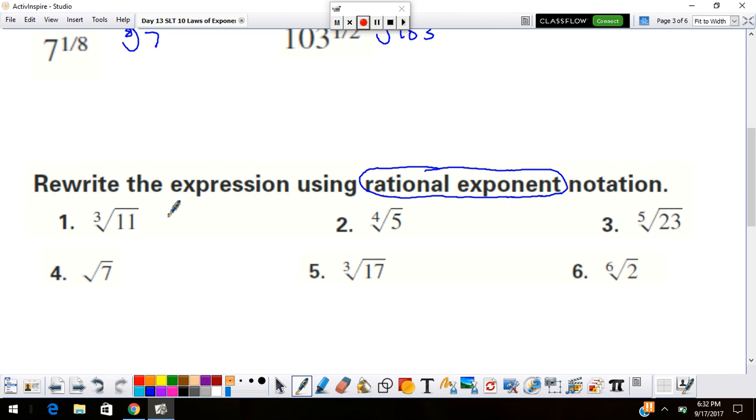Okay, so for number 1, hopefully you wrote that as 11 to the 1/3 power. Number 2, you wrote down as 5 to the 1/4 power. Number 3, you wrote as 23 to the 1/5 power. Number 4 is 7 to the 1/2. And again, if there's no number here, it's a square root. Number 5 is 17 to the 1/3. And number 6 is 2 to the 1/6.